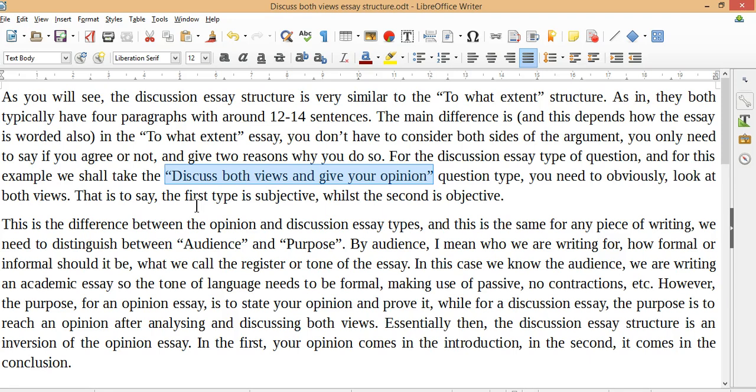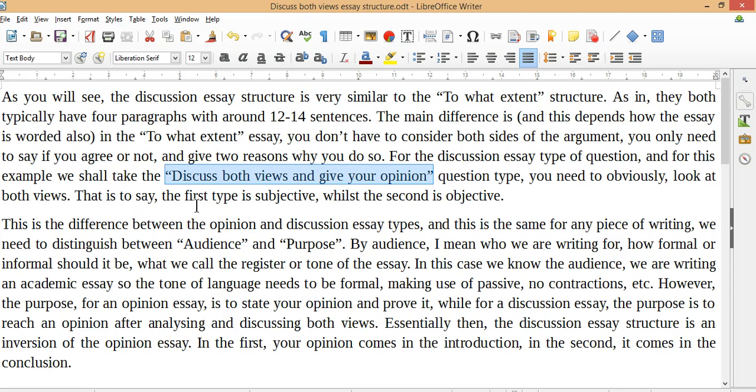For this discussion question type, we have to look at both, and we have to give an opinion also. So the first type is subjective, whilst this 'discuss both views' is objective. It's basically an inversion of the 'to what extent'. You can put your opinion in the introduction, or you can put it in the conclusion. It doesn't really matter which.